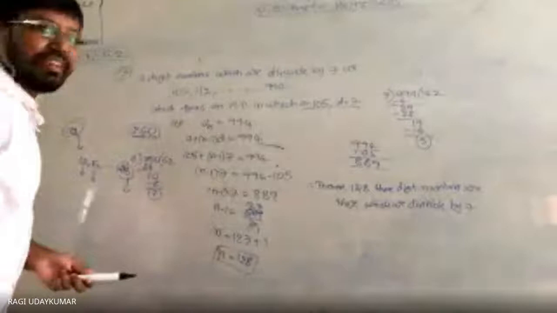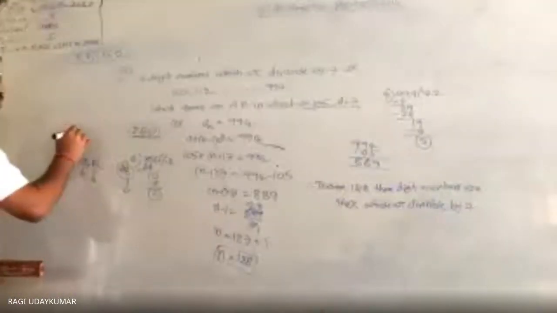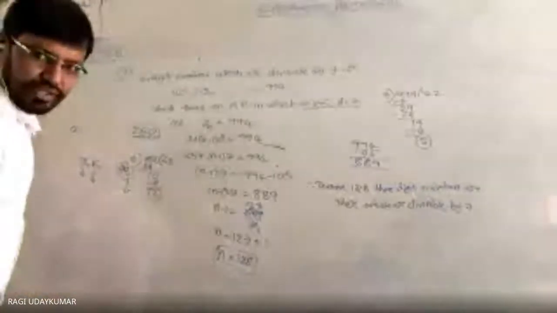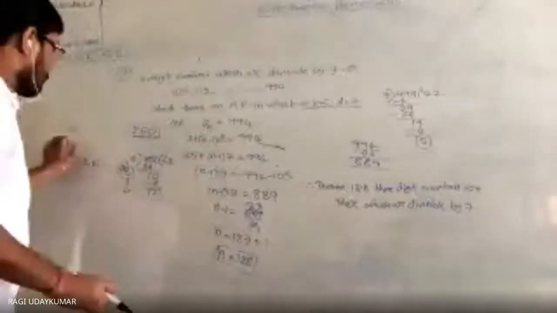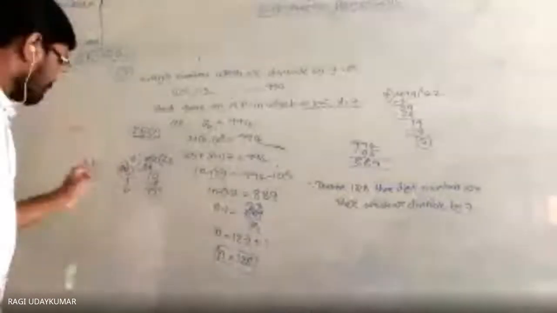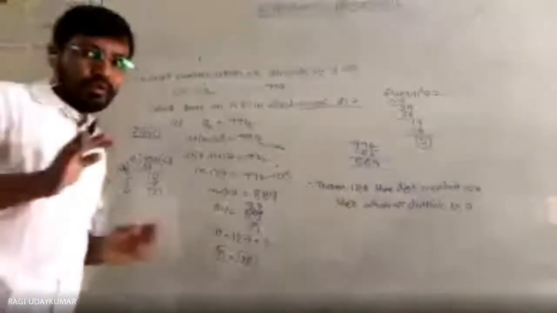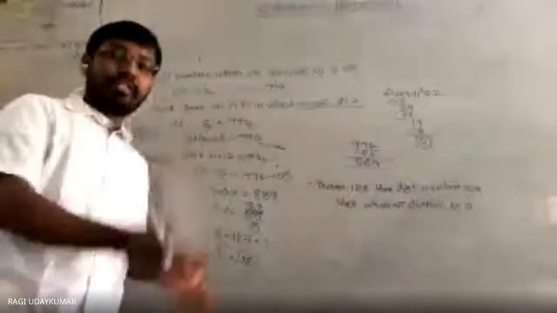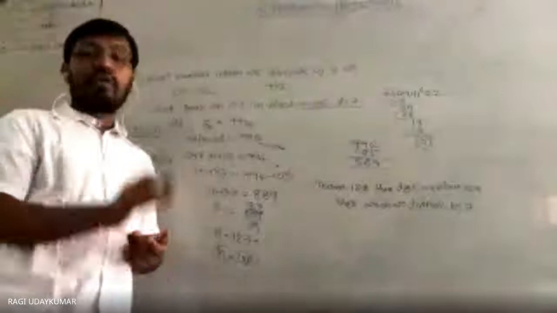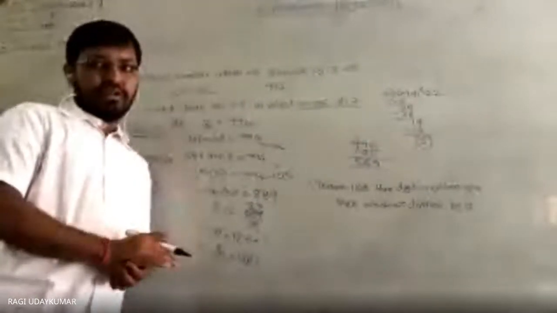Suppose the question is given to you, and instead of 10 I have changed it to 12. Then the first term will not become 12, because it says between. Between 12 and 250, how many numbers are there which are multiples of 4?